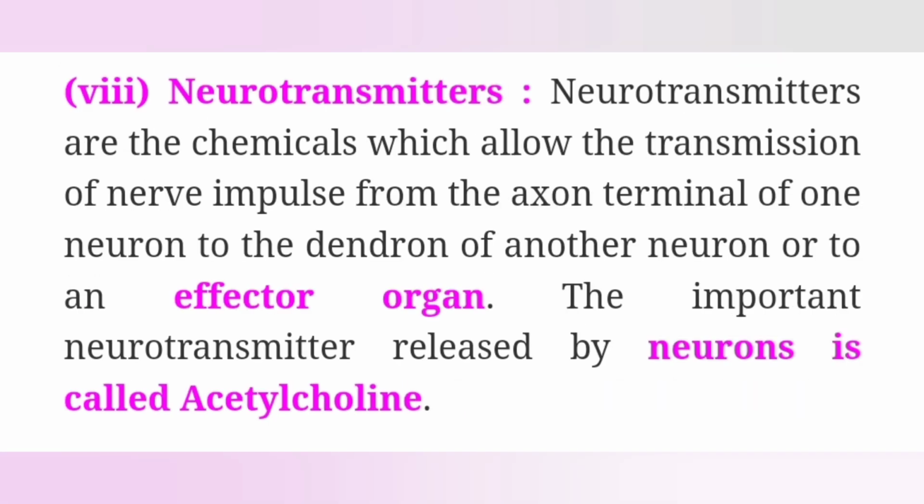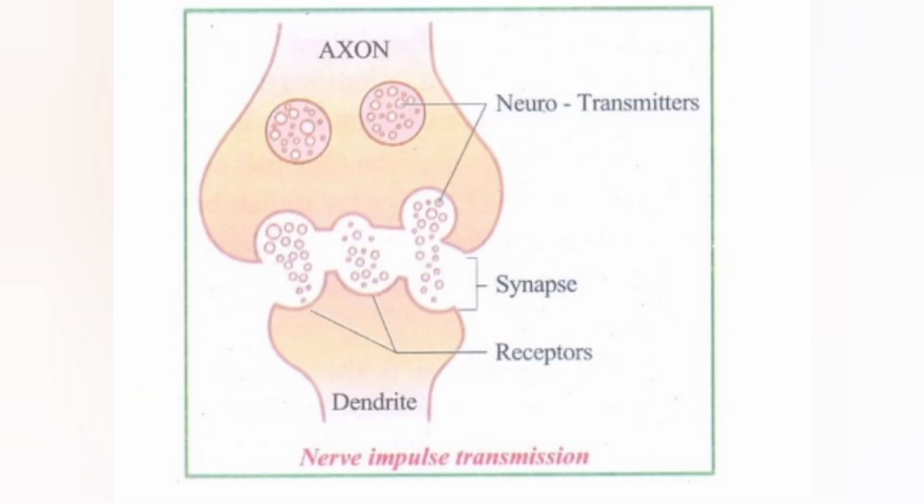Eighth point, neurotransmitters. Neurotransmitters are the chemicals which allow the transmission of nerve impulse from the axon terminal of one neuron to the dendron of another neuron or to an effector organ. The important neurotransmitter released by neurons is called acetylcholine. Draw the nerve impulse transmission diagram and mark the parts.